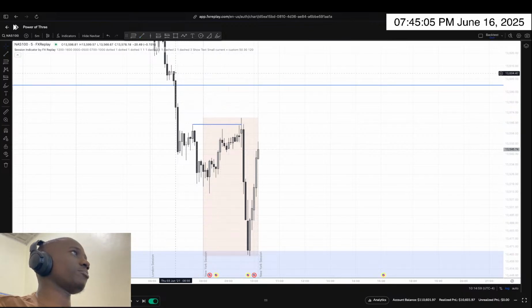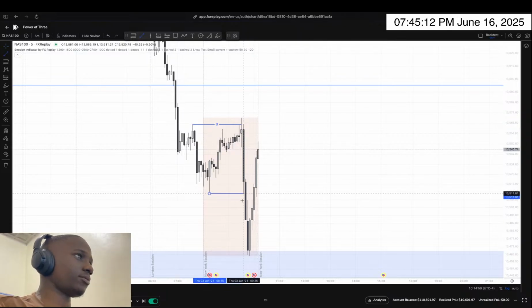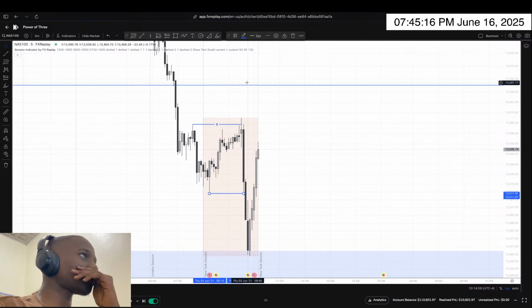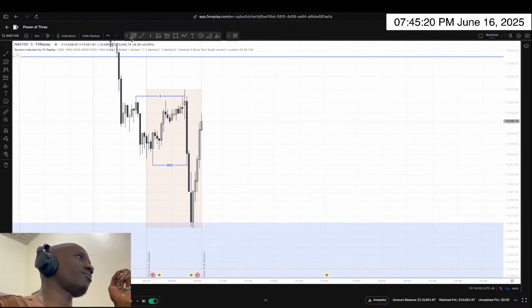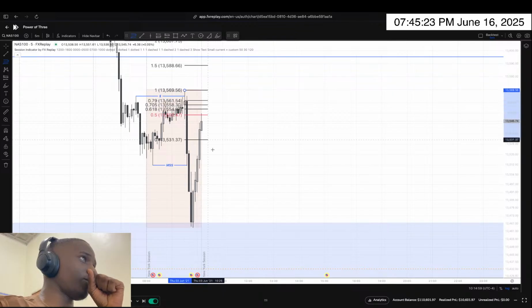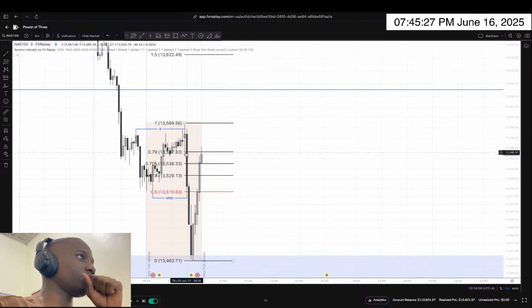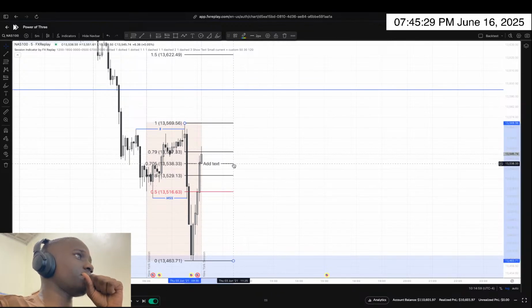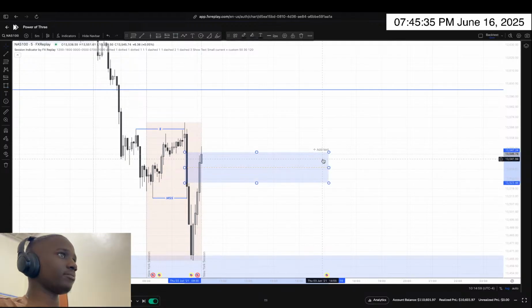So I've got the sweep right here. I've got my shift inside here. And I've got this fair value gap, and I think this fair value gap lies in the OTE zone. You can see that it's in the OTE zone, which means if we reject, we might be prone to some sales. So we have this fair value gap there.